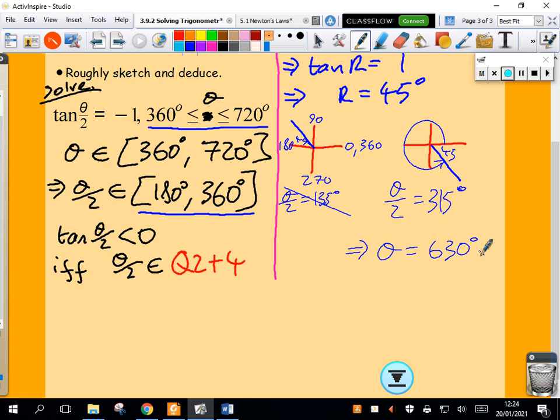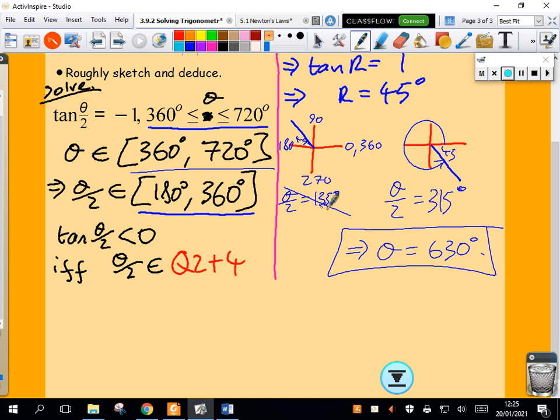How do I check it? Well, is it part of my domain? Yes, it is. Is tan of half of that equal to -1? Well, how do I find that? Well, you type it into your calculator. Make sure you're in degree mode. You type in tan of 630 over 2, and it's -1. And that's my answer.